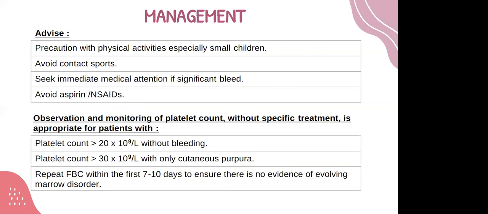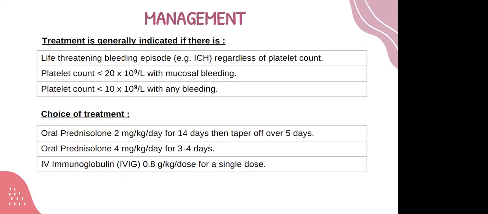We have to advise patients to take extra precaution with physical activities, especially small children, and also to avoid any contact sports, to seek immediate medical attention if there is a significant bleed, and to avoid aspirin or NSAIDs. These are antiplatelets that can increase the risk of bleeding in ITP. So treatment, in general, is indicated if there is a life-threatening bleeding episode, regardless of the patient's platelet count, and also a platelet count of less than 20 times 10 to the power of 9 per liter with presence of mucosal bleeding, and also a platelet count of less than 10 times 10 to the power of 9 per liter with any bleeding.